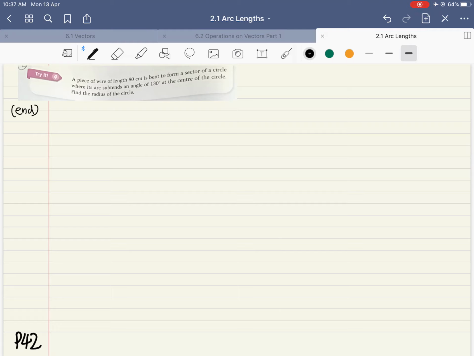Okay, this is the final example for today. It can be found on page 42. We have Try It 4. We will find a piece of wire that is 80 cm, bent to form a sector of a circle. If I draw a sketch of it, it's 130 degrees, and then we have the arc down here.